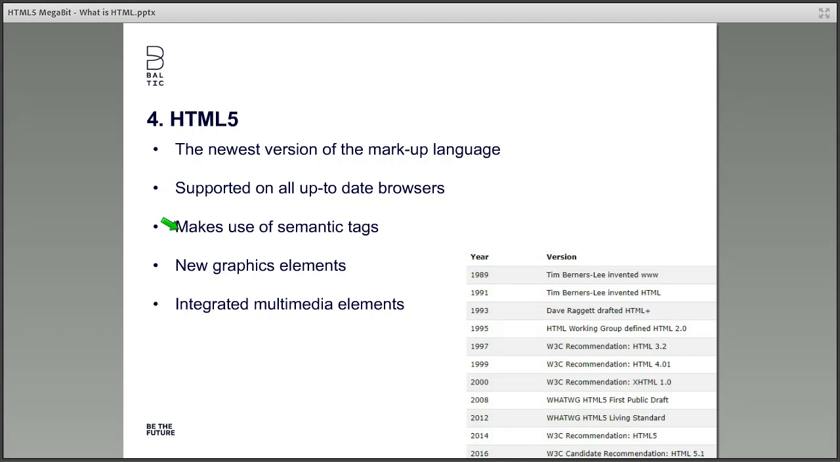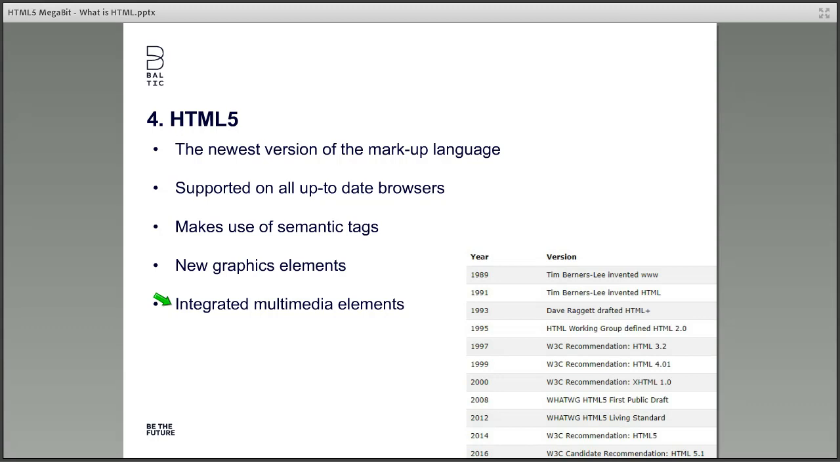Examples of non-semantic tags or elements could be div or span, for example. They don't tell us anything about their content, whereas semantic elements could be form, table, or article. It clearly defines the content of which it is. It makes it much easier to follow. We have new graphic elements, and we also have integrated multimedia elements as well. So we have the attributes of form elements, so we can have number, date, time, calendar, and range.